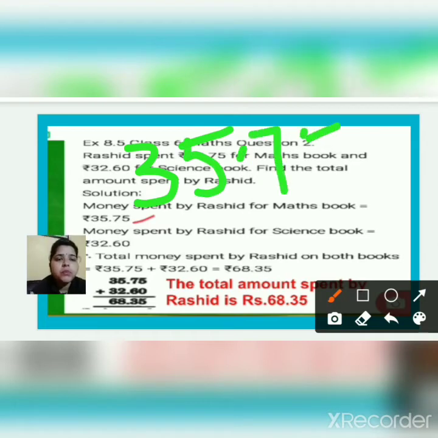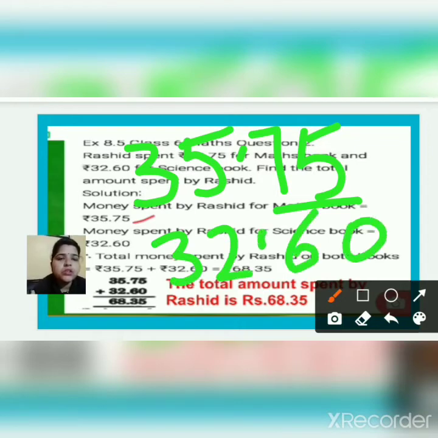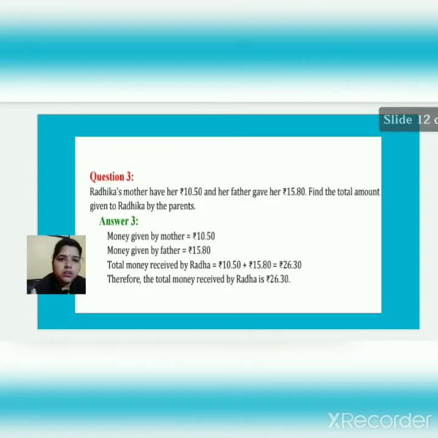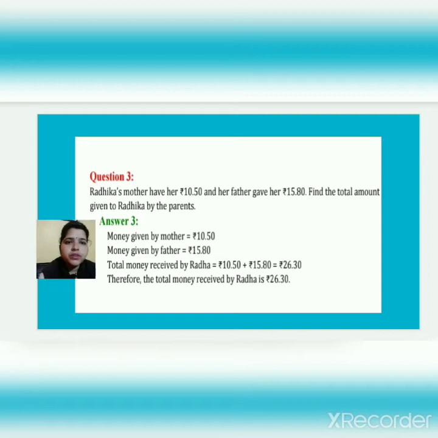35.75 because it is also having 2 digits after the decimal point and the other number is also having 2 digits. So it is very easy to add both the numbers. Okay, so our answer will become 68.35. The total amount spent by Rashid is rupees 68.35. Now moving to the next question we have.